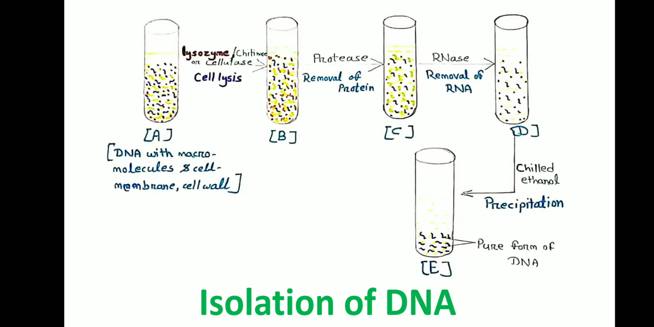After removal of macromolecules and cell lysis, chilled ethanol is added into the test tube, and chilled ethanol helps to precipitate the DNA in the test tube. The DNA is finally precipitated in the test tube and obtained in pure form. And now we have isolated the DNA in pure form using various enzymes.